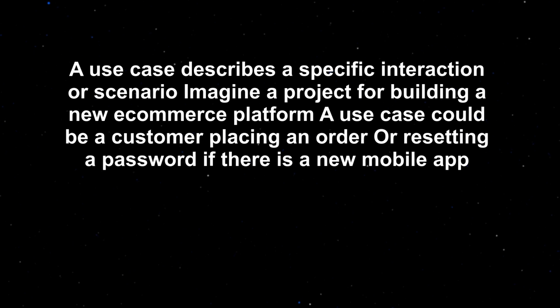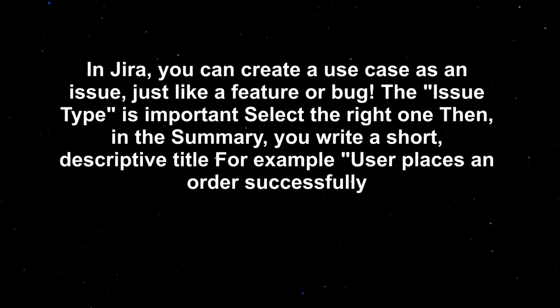Imagine a project for building a new e-commerce platform. A use case could be a customer placing an order or resetting a password. If there is a new mobile app in Jira, you can create a use case as an issue, just like a feature or bug. The issue type is important. Select the right one. Then, in the summary, you write a short, descriptive title. For example, user places an order successfully.